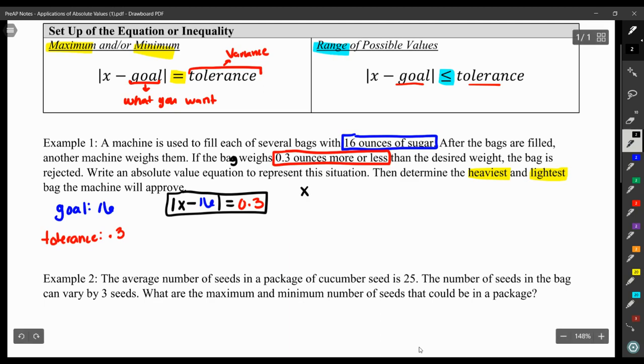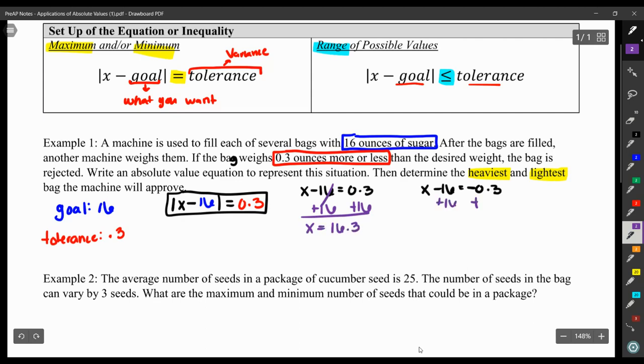To figure out the heaviest and the lightest, we're going to solve this for x. So I'm going to split my equation into two. x minus 16 equals 0.3, and then x minus 16 equals negative 0.3. We're going to solve these individually. So I'm going to add 16 to both sides. For one, I get a bag weight of 16.3. And for the other one, when I add 16, negative 0.3 plus 16 is like subtracting. So I get a bag weight of 15.7.